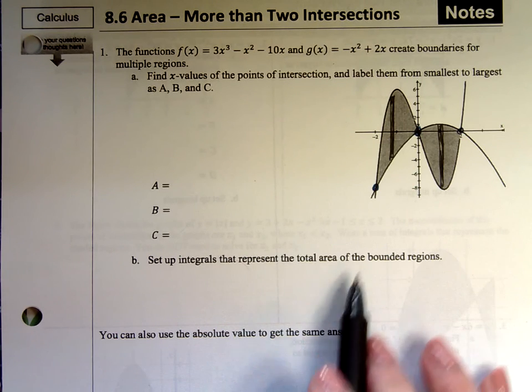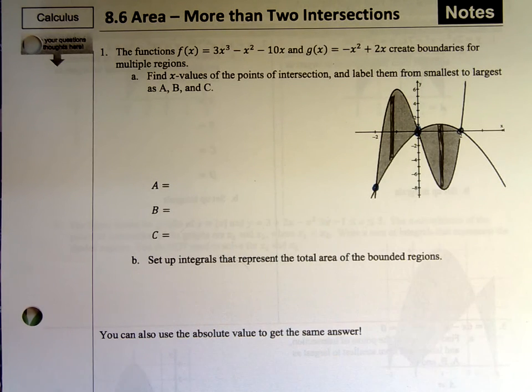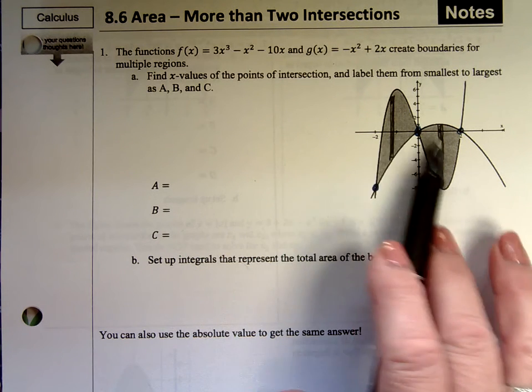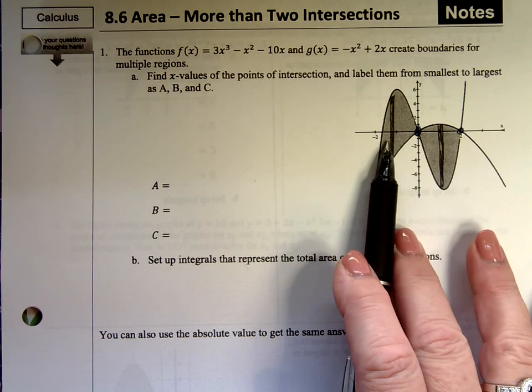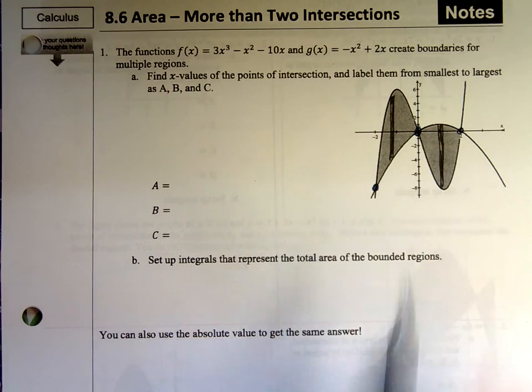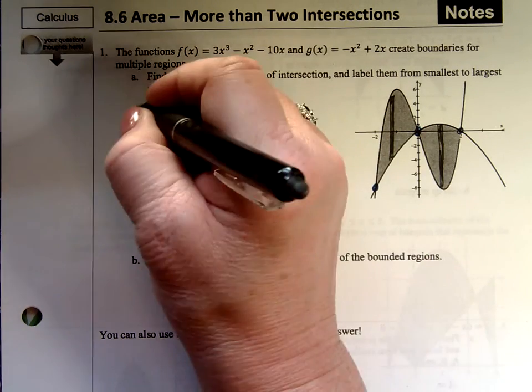So we need to come up with, what are these points of intersection? That's going to be my first thing. And then I've got to divide my integrals into 2 separate parts, because what's on top and what's on the bottom changes. So job number 1, let's figure out these points of intersection.